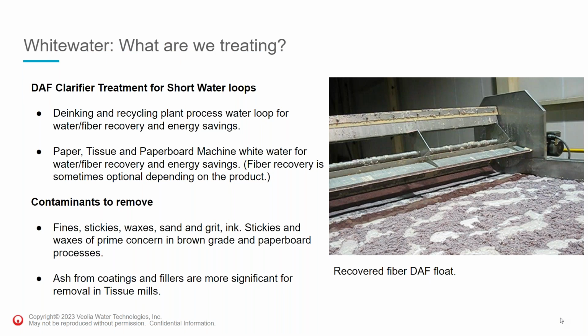So what are we treating? I'm going to talk a little bit about short water loops. In the deinking and recycling plants, quite typically we'll have one or two DAF clarifiers for water reclaim. We need to get out a lot of the contaminants that build up in the water. We can have fines, stickies, waxes, sand and grit, fillers, inorganic material that needs to be removed. Otherwise, they'll keep building up within the loop. We want to reuse this water inside the deinking plant.